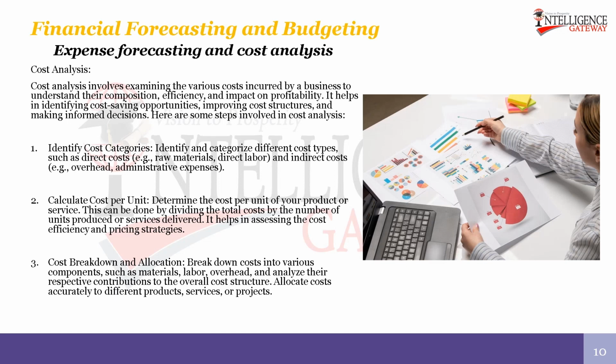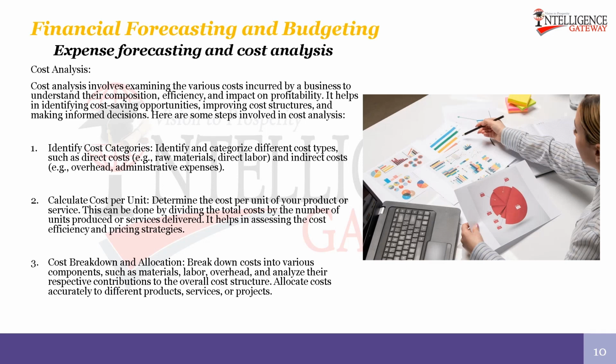Identify cost categories. Identify and categorize different cost types, such as direct costs, e.g., raw materials, direct labor, and indirect costs, e.g., overhead, administrative expenses. Calculate cost per unit. Determine the cost per unit of your product or service. This can be done by dividing the total cost by the number of units produced or services delivered. It helps in assessing the cost efficiency and pricing strategies.